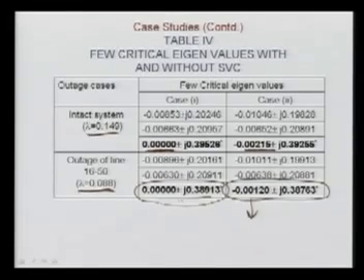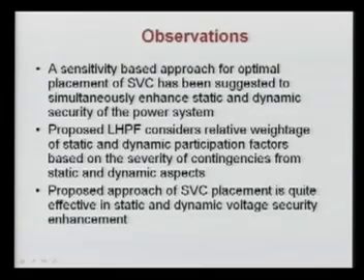So here we saw that with the help of SVC, this Hopf bifurcation point is eliminated, and at this loading there is no Hopf bifurcation at all, and we can say we have improved the dynamic stability. So we made the following observations with the help of placement of this SVC.